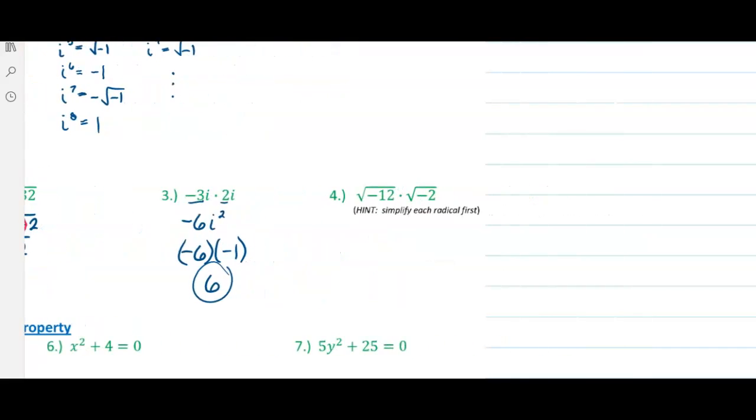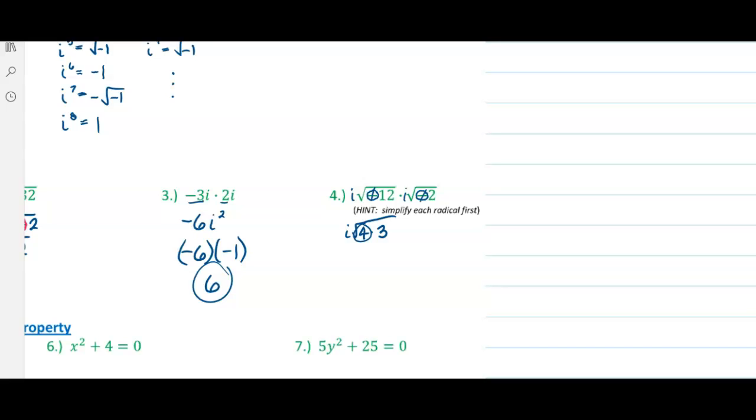When we're multiplying two radicals that have negative radicands, we need to first simplify each radical. So I'm going to take this negative and put it out front and cancel it out. I'm going to do that with both of them. So now I have i radical 12. Radical 12, if you recall, is 4 times 3. The 4 can come out.